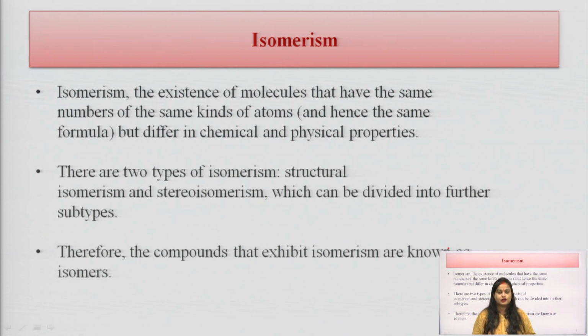There are two types of isomerism, structural isomerism and stereoisomerism, which can be divided into further subtypes. Isomerism के कई types होते हैं जैसे structural isomerism, stereoisomerism, और ये फिर further divided होते हैं other types में. Okay? Therefore, the compounds that exhibit isomerism are known as isomers. The organic compounds which show isomerism are called isomers.